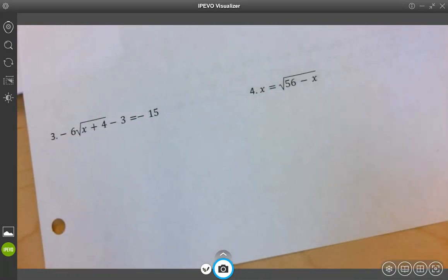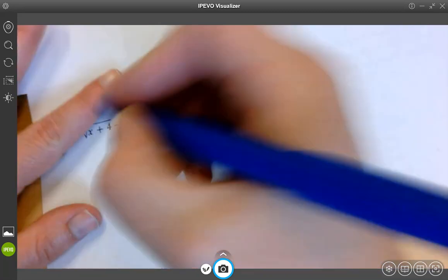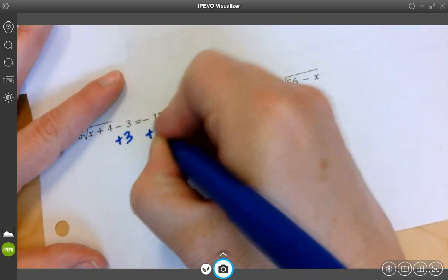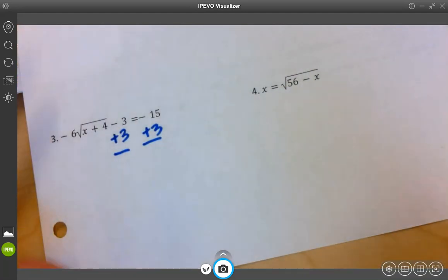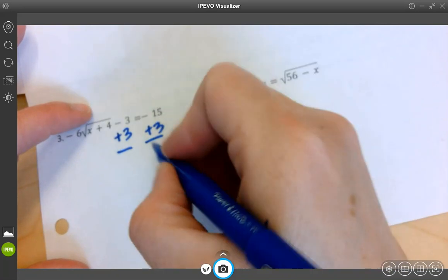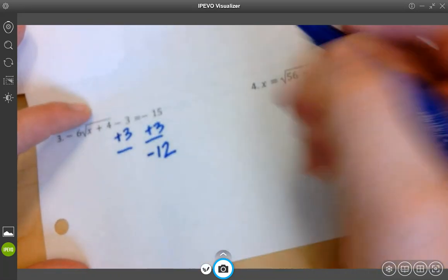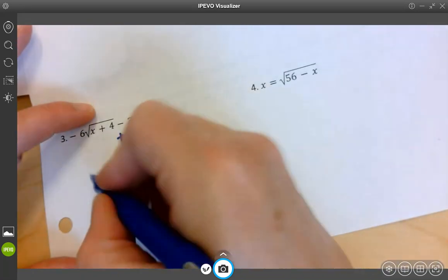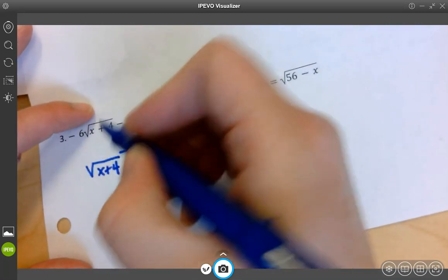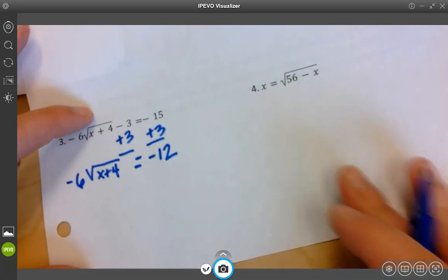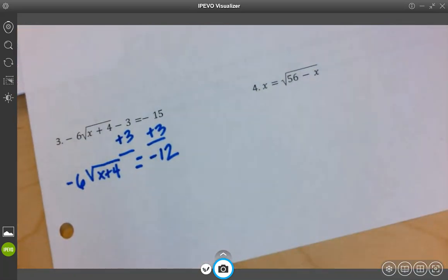And how do we get rid of a -3? Good. I see a negative over here, so I'm a little bit worried, but we don't have it isolated yet, so we'll see what happens. Okay, so that -6 is being multiplied by the square root, so how do we get rid of it? Divide it, good.